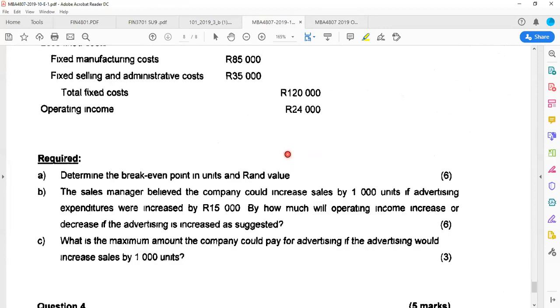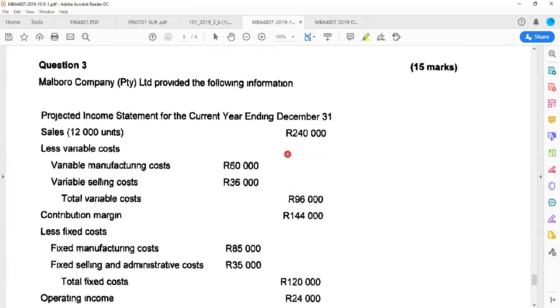Then question number 3. Question number 3 involves cost volume profit analysis, which is very, very important for the exam. It's been coming a lot in past papers. You need to understand things like break-even points and margin of safety ratios. So it's important for you to go through the assignment. There were a lot of important questions in the assignment touching on this.